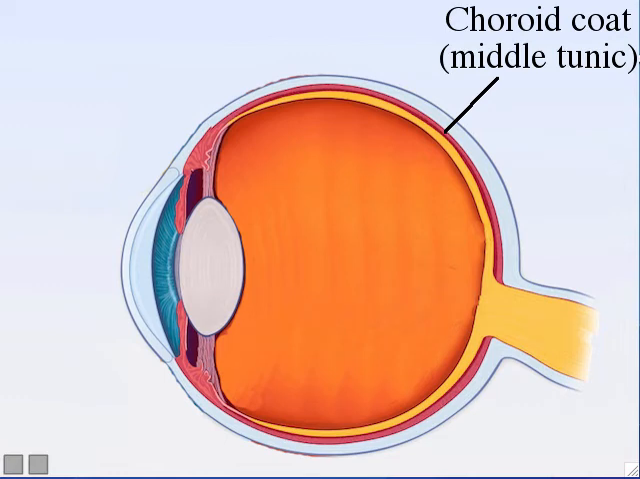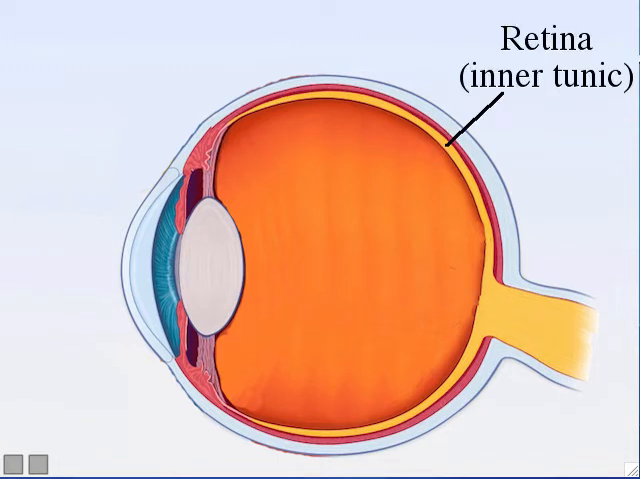Okay, and moving inward, the innermost of the 3 tunics is called the retina. Here it is, and the retina is the light sensing layer. It's made of nervous tissue. So some of the neurons in that retina are the sensory receptors that actually detect the light that has come into the eye.